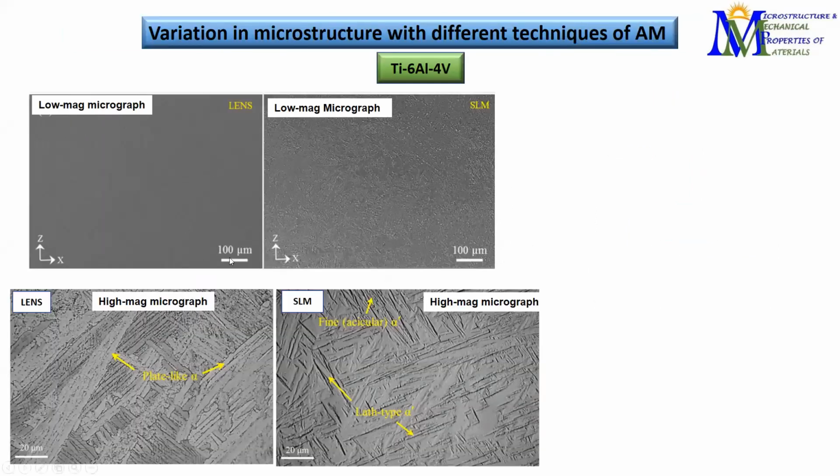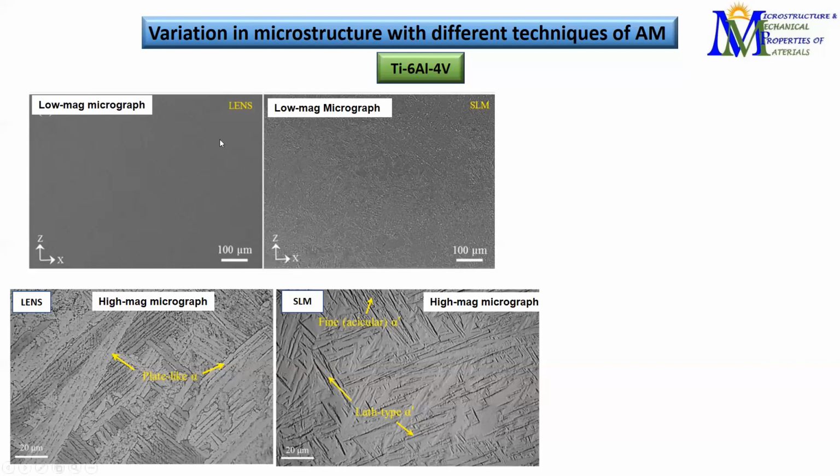These are the low magnification micrographs for the LENS and the SLM processed Ti64, and it looks like the LENS one is giving us the finer structure, because we cannot particularly resolve it even at this magnification, right? If we go for higher magnification and look into it much more closely, we'll see that the SLM actually produces this fine acicular structure, which is nothing but the martensitic structure. Now, martensitic phase has completely different properties, usually with high hardness.